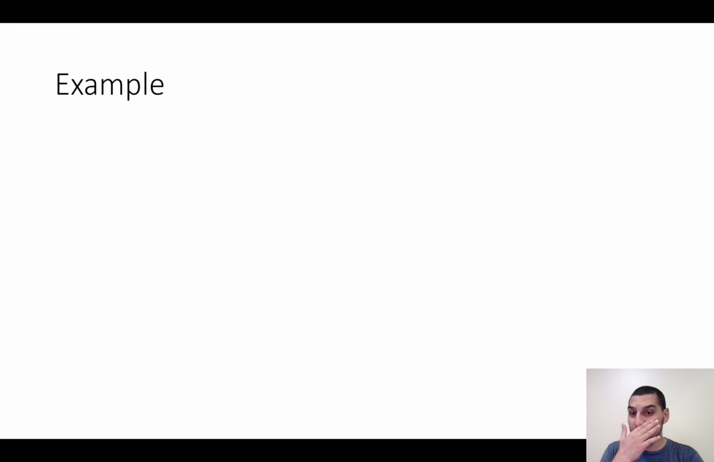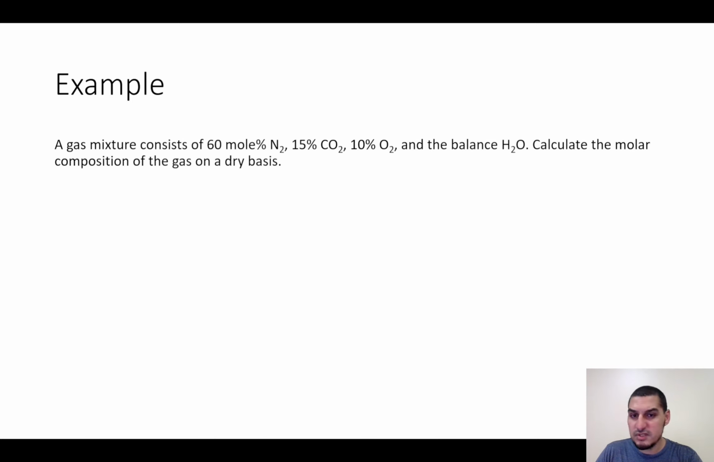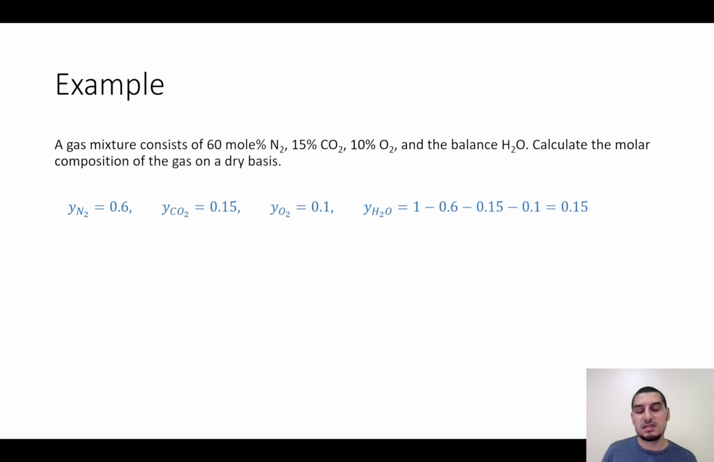There is another example here. It's a nice one, and in this example it's in two parts. The first part is very simple. We have a mixture of nitrogen, carbon dioxide, oxygen, and the balance is water. And we know the mole fraction. So water is 15%, and we need to calculate the composition on dry bases. So as we said, dry bases excluding water vapor.